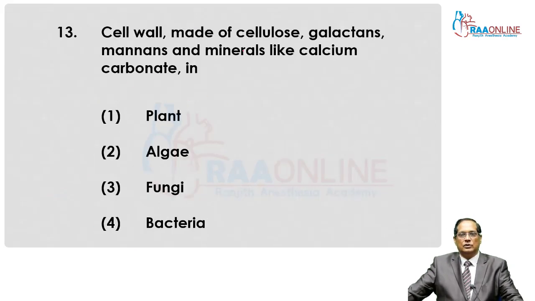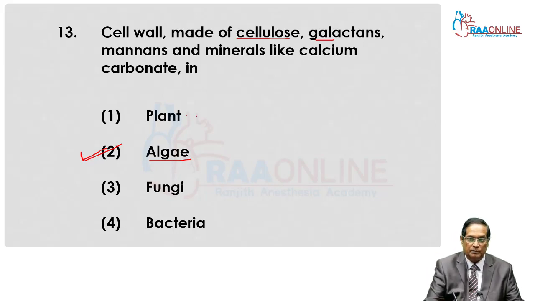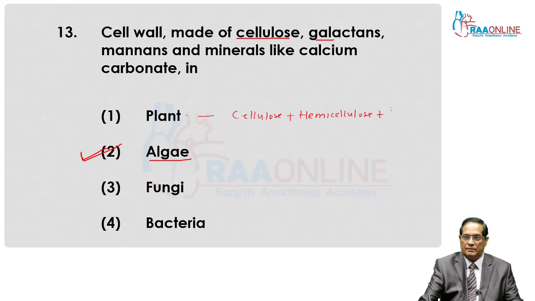Cell wall, cellulosic. Cellulosic cell wall is a feature of plant cells. But here galactans, mannans, minerals and calcium carbonates are there, and these types of compounds are seen in the algal cell wall. The plant cell wall is made up of cellulose, then hemicellulose, and a very small amount of pectin. This is about the plant cell wall.